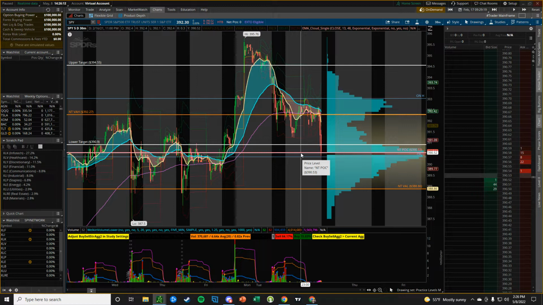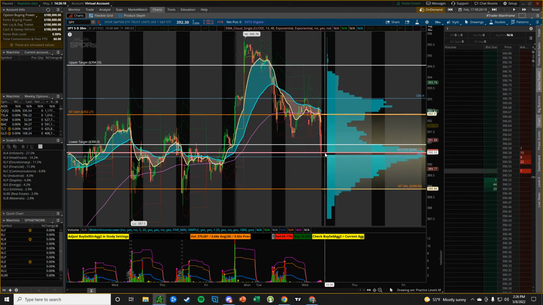Okay, so these are going to be some really good levels for us to pay attention to going into today. We're going to want to pay very close attention to our near-term POC and whether or not it contains the price action to one side or the other.